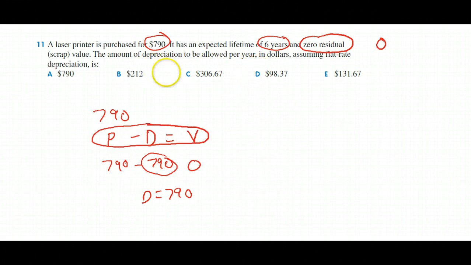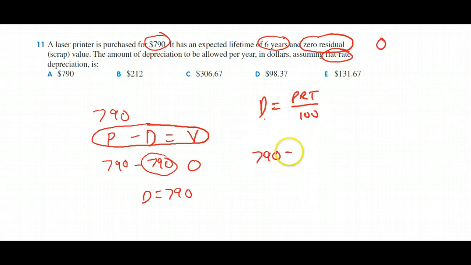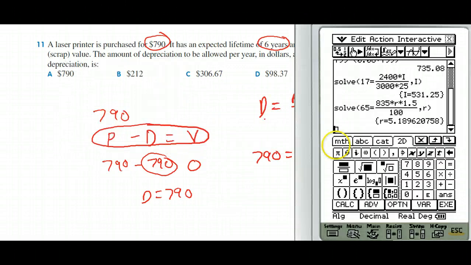Okay, now if we know that this is flat rate depreciation, which operates according to D equals PRT over 100, and we know our value for D, we can put that into the equation, and then we can put in all the other bits that we know. P is 790, R we don't know, so let's leave R as that for the moment. And the amount of time, well, to get from 790 down to 0, it took 6 years, so we can put 6 in there. Okay, and obviously this is going to allow us to solve for R, which isn't actually what we want, but it's probably going to be helpful, so let's do it.